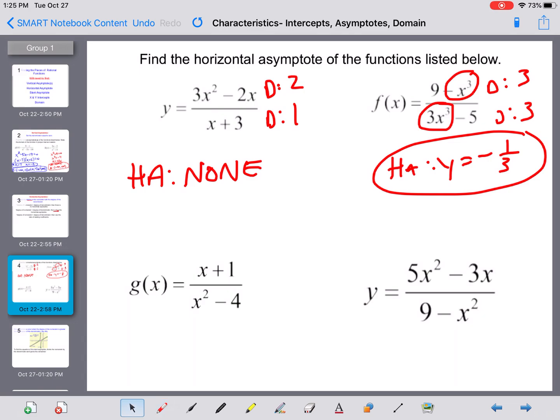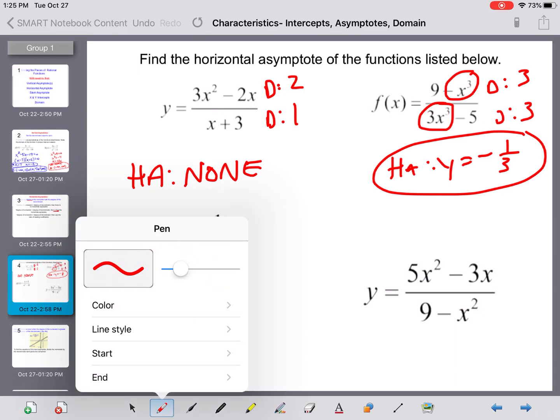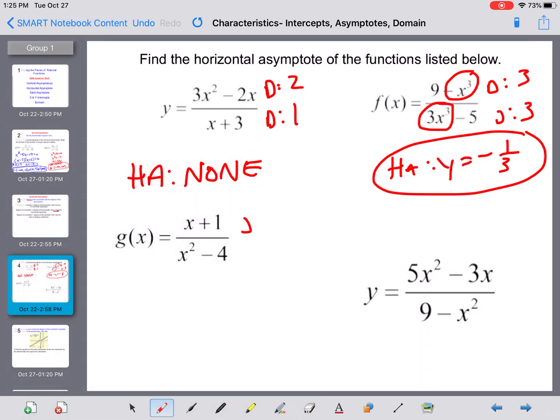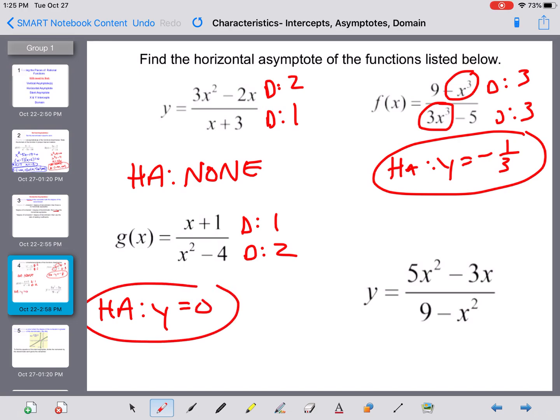Looking at the next one, our degree on top here, for x, would be 1, and the degree here would be 2. So the degree on bottom is larger, and so we would say our horizontal asymptote, according to the last slide, would be y equals 0.